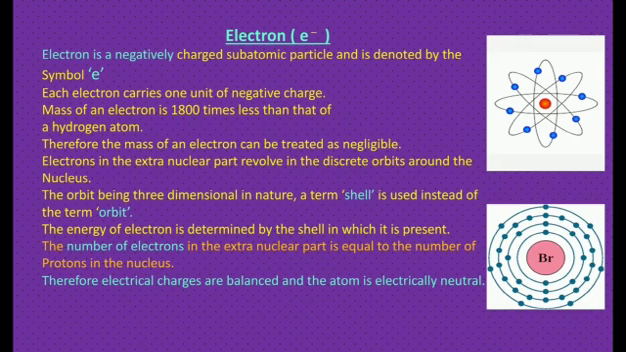Electrons in the extranuclear part revolve in discrete orbits around the nucleus. The orbit being three-dimensional in nature, the term shell is used instead of the term orbit. The energy of an electron is determined by the shell in which it is present. The number of electrons in the extranuclear part is equal to the number of protons in the nucleus. Therefore, electrical charges are balanced and the atom is electrically neutral.